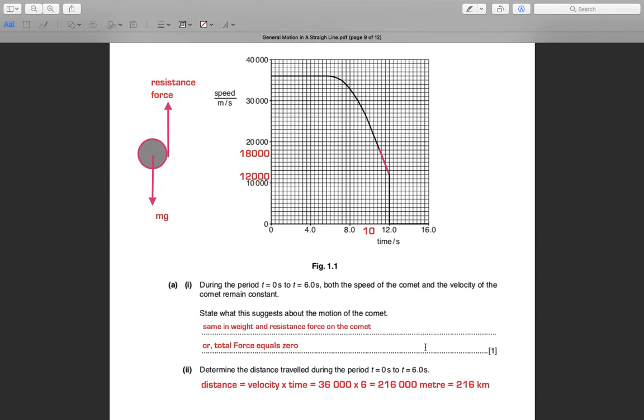Other question, determine the distance traveled during the period 0 to 6 seconds. Yes, this is the area of the rectangle here. So distance is velocity times time. This is 36,000 times 6, we get 216 thousand meters, or 216 kilometers.